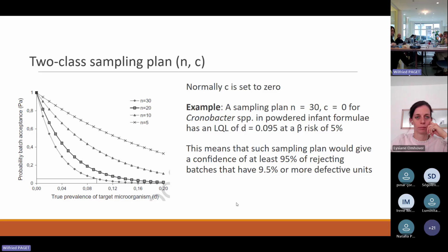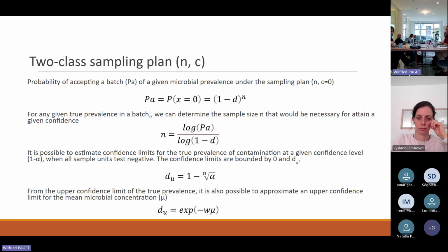9.5%. This means that such a sampling plan would give a confidence, you see the word confidence, of at least 95% of rejecting batches that have 9.5% or more defective units. In this case, it would be Cronobacter. In statistical terms, this is based on the binomial distribution.